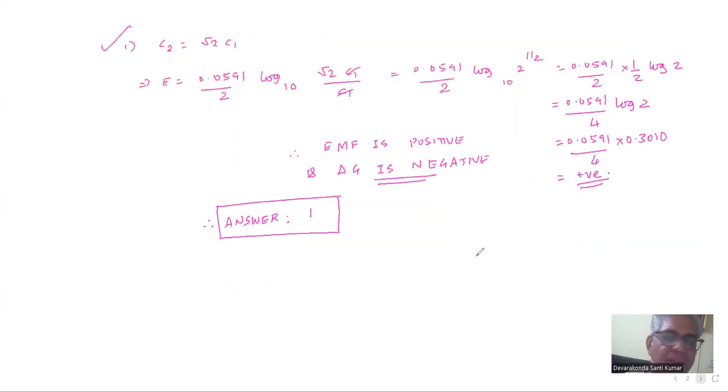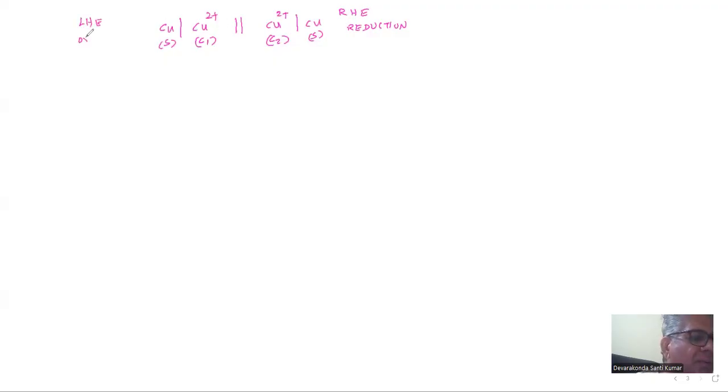Now let us try to solve the derivation of this equation. Let us derive the formula for this given electrolyte concentration cell. The given electrolyte concentration cell is Cu solid bar Cu2+ of C1 concentration, then the salt bridge, and Cu2+ of C2 concentration by Cu solid. This is an electrolyte concentration cell. This is the right hand electrode where the reduction takes place, and this is the left hand electrode where the oxidation takes place.